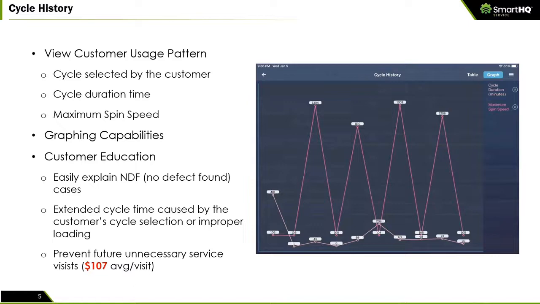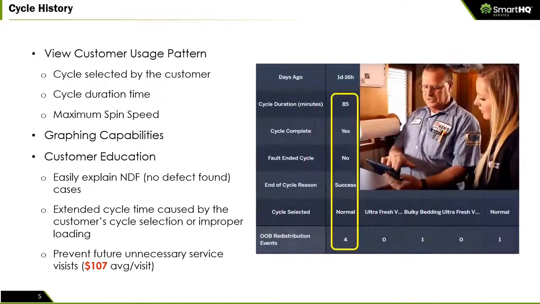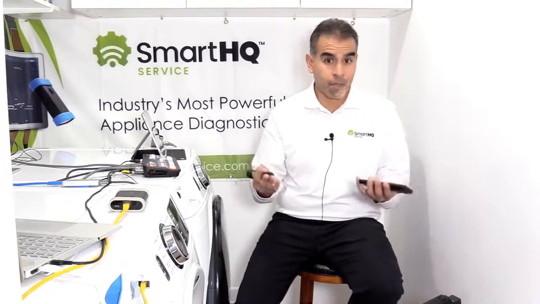This gentleman was really, really happy that he had this app, because check this out, okay? This customer was stating that their washer, again, was taking forever to complete the cycles, right? But in this case, we saw that indeed there is a problem. Here, the customer selected the normal cycle. The cycle duration time was 85 minutes, so that's almost an hour and a half. When you're talking about a cycle that's supposed to finish in less than an hour and it's taking an hour and a half, to the customer, an hour and a half is forever, right? They don't have time for that. They have many other things to do. So obviously they're going to call for service and complain that there's something broken with the machine.